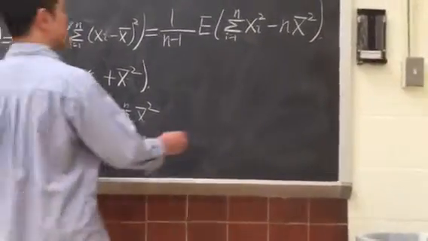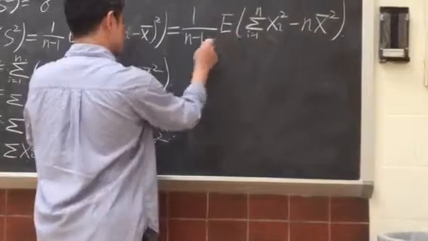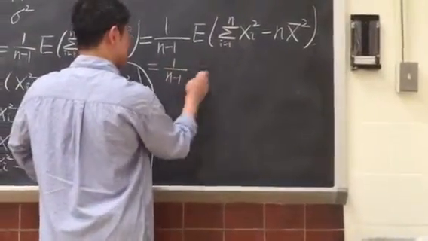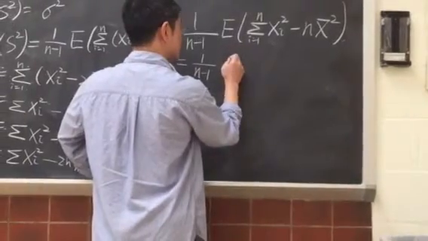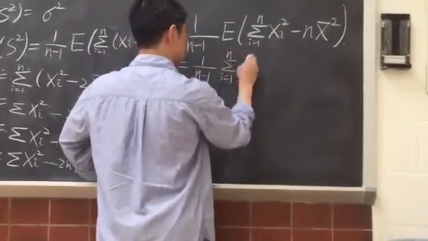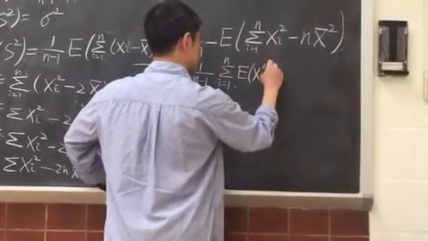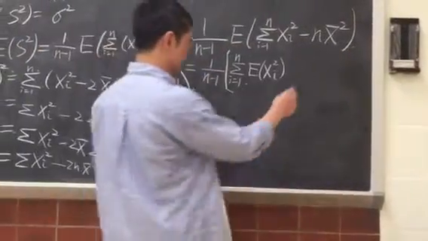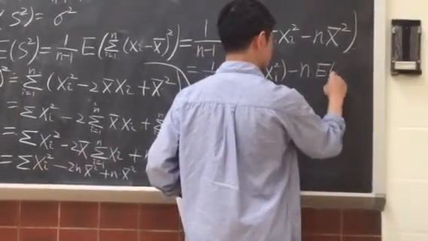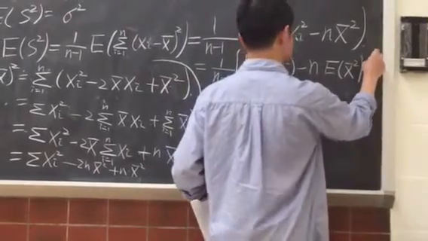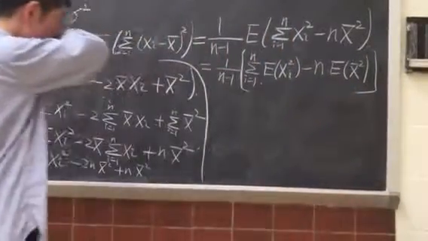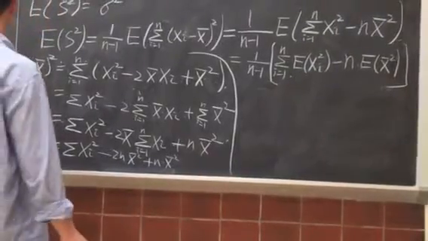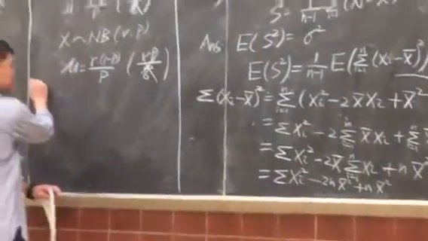So, because expectation is linear, this is 1 over n minus 1, the sum from 1 to n of E xi squared, minus n times the expectation of x bar squared. Okay. And let me write it down here.